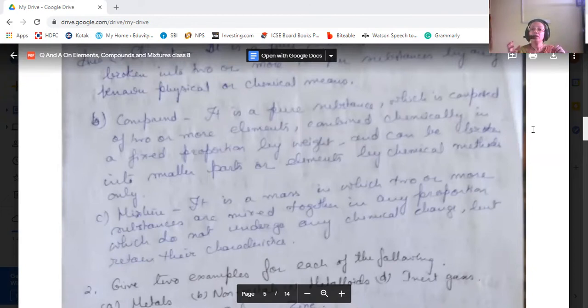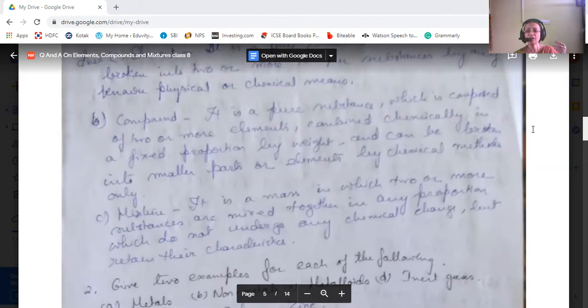Okay, so they can be separated by any physical means, and also the constituent elements or the constituent substances of the mixture can retain their characteristics. But in a compound, as a new substance is formed after chemical combination of two or more constituent elements, they have a new set of characteristics. But in case of mixture, they will retain the characteristics of the constituents of the mixtures.